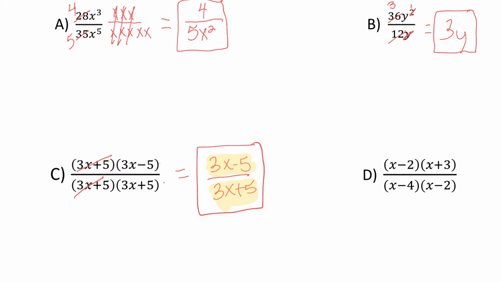If we look at part D, we have factors x minus 2 that cancel, and that's it. So we would leave the x plus 3 in the numerator and then x minus 4 in the denominator, and this would be as far as we can go.